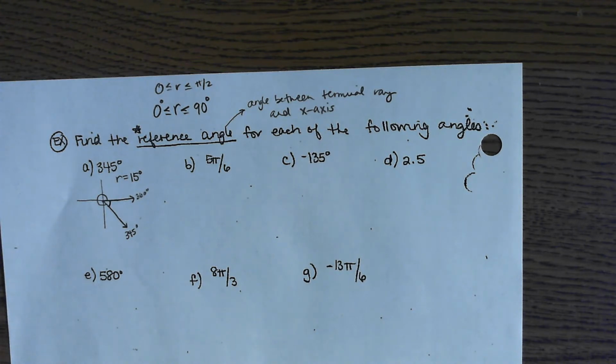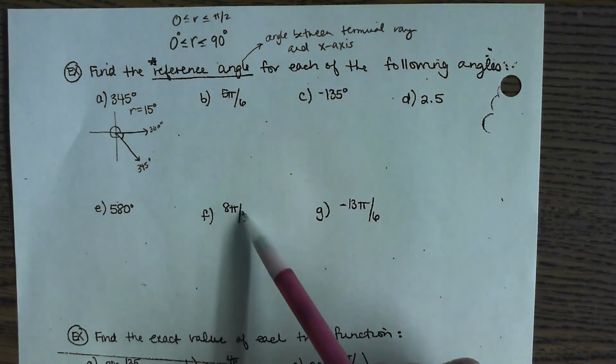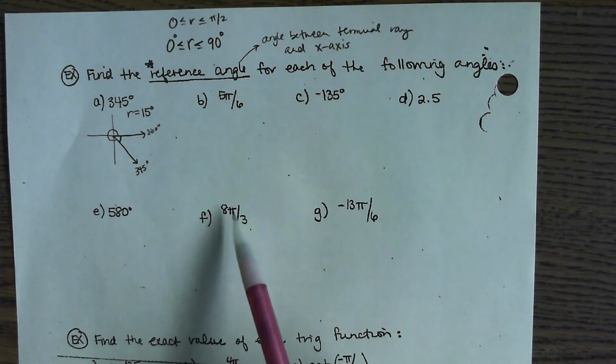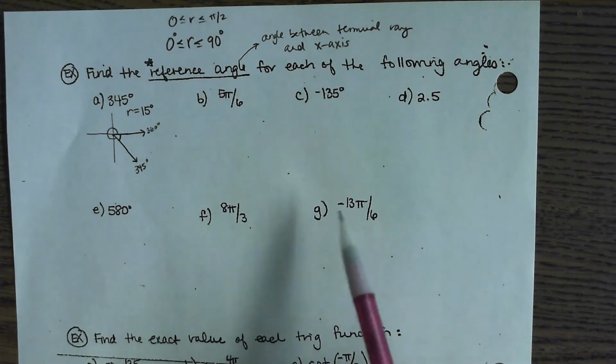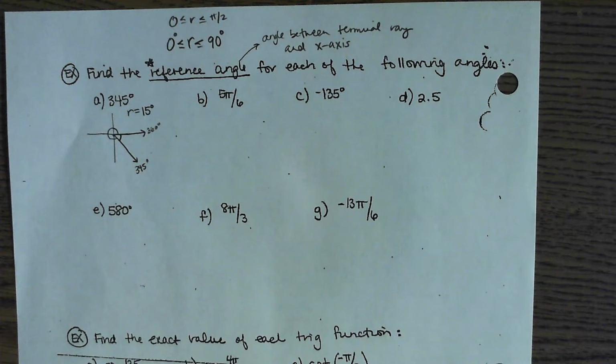Pi over 6. That should be a no-brainer. In fact, any of these where they're in pi form, reference angle of pi over 6, reference angle of pi over 3, reference angle of pi over 6. As long as the fractions are simplified, 8/3, which it is, 13/6, which it is, 5/6, which it is, whatever that denominator is, that's going to be your reference angle.